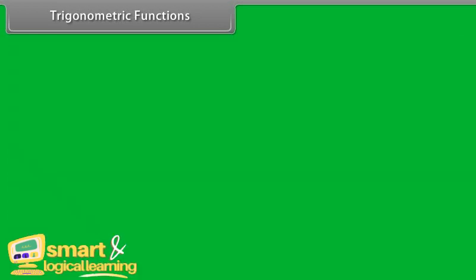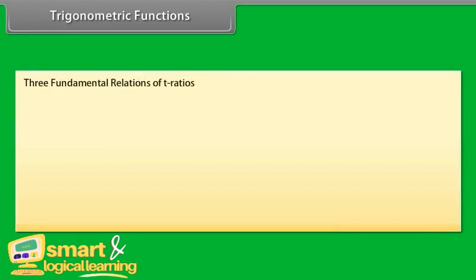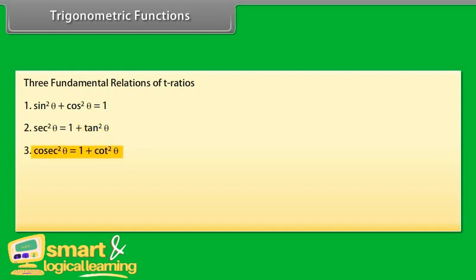Trigonometric functions. Three fundamental relations of T ratios. Sin square theta plus cos square theta equal to 1. Sec square theta equal to 1 plus tan square theta. Cosec square theta equal to 1 plus cot square theta.